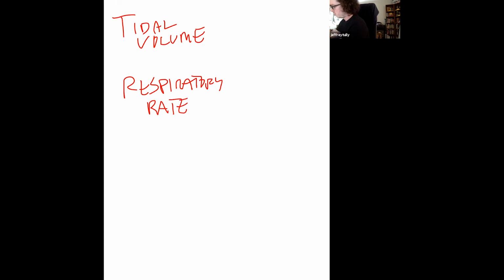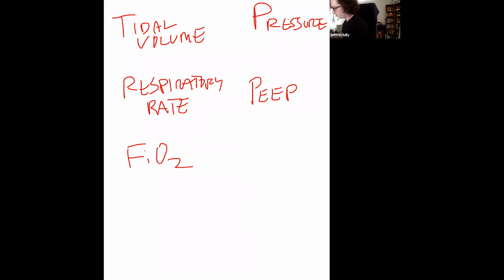So most ventilators in the operating room or in the ICU, you can control and set a tidal volume. You can control and set a respiratory rate. You can control a delivered pressure. You can control the positive end expiratory pressure, or PEEP, or the amount of residual pressure that's left after a breathing cycle to help keep those small airways open. You can control the oxygen that's delivered, and a couple of other less important things.